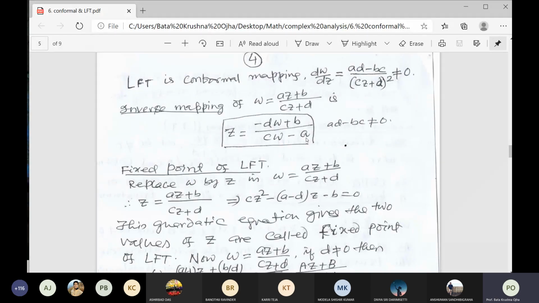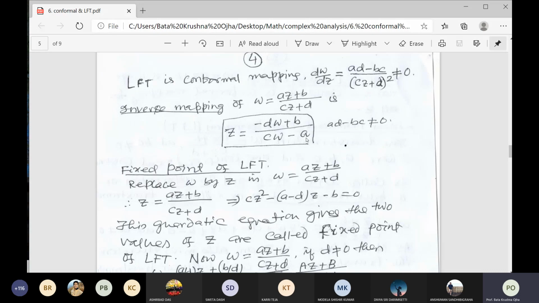Yes, sir, it's coming. So the utility of calculating the inverse, Z in terms of W, is that when you form an LFT and find the image of a figure from the Z plane to the W plane, this formula is used. Now I will give a problem so we can know the utility of this, because we have W in terms of Z and Z in terms of W.